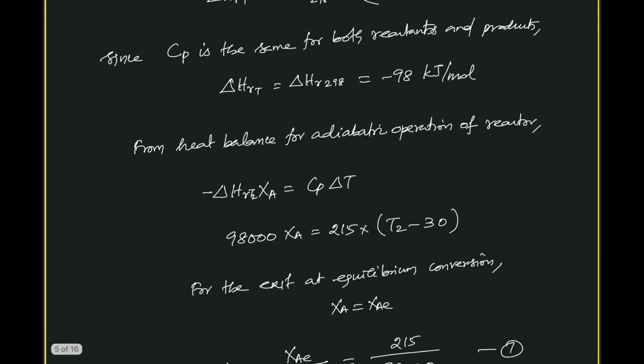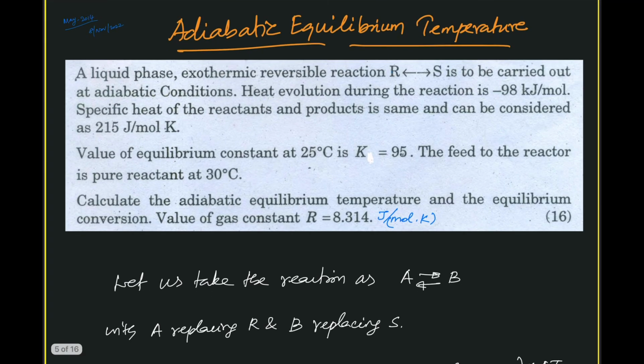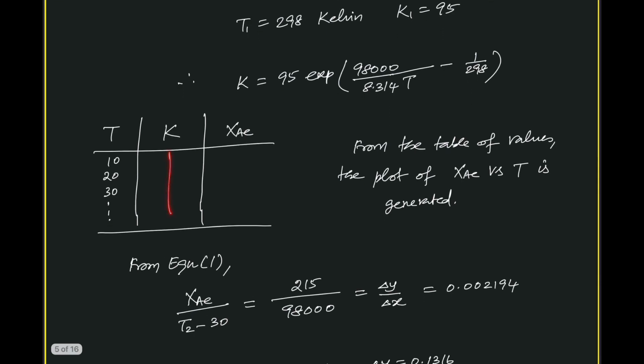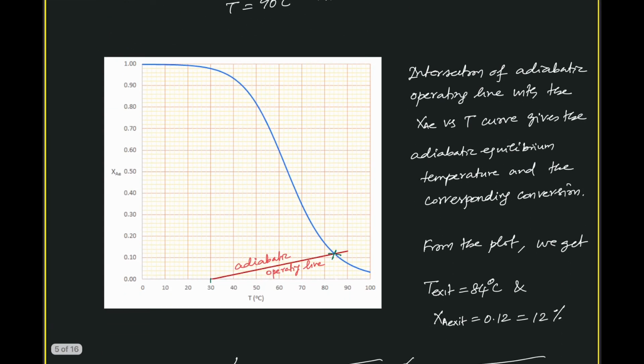So let us quickly go through again. This is a reversible exothermic reaction. We are asked to find the adiabatic equilibrium temperature. We are given the inlet temperature of the feed. We are also given the heat of reaction and specific heat, and K at one temperature is known. We can generate K values at any other temperature using the values of delta H using the van't Hoff equation. So we have K as a function of temperature available. Once K as a function of temperature is available, XA as a function of temperature is obtained. So we have this equilibrium curve generated.